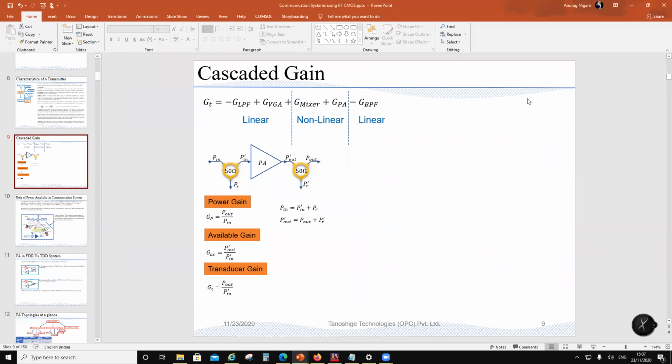Let's come back to here. Gain in a chain, I have various gains and losses. Negative ones are losses, positive ones are gain, right? But what I want to tell you is that we have power gain, available gain, and transducer gain. Now, what is available gain? If you do a conjugate matching on input and output, then the gain that you get is a maximum gain. So that maximum gain is the available gain.